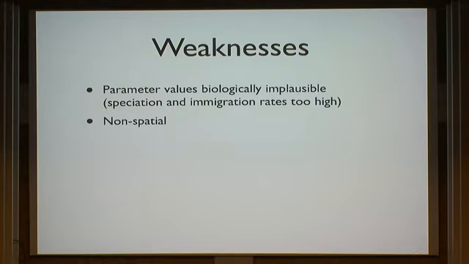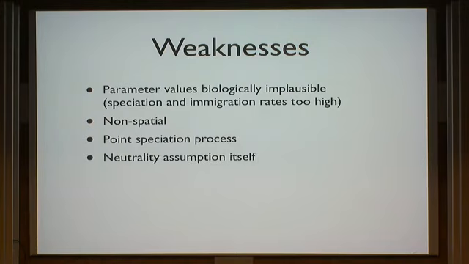It's a non-spatial model, so it basically just assumes that you have complete mixing between the individuals, so any individual is equally likely to be the parent of another individual. It ultimately maintains diversity by a speciation process, and it assumes a point speciation process, so that new species arise as a completely random process, a Poisson process. And of course, it has this neutrality assumption itself. Ecologists have been arguing about how different species are and why these differences are really important, and the assumption that species are all doing exactly the same thing is really rather unpalatable.